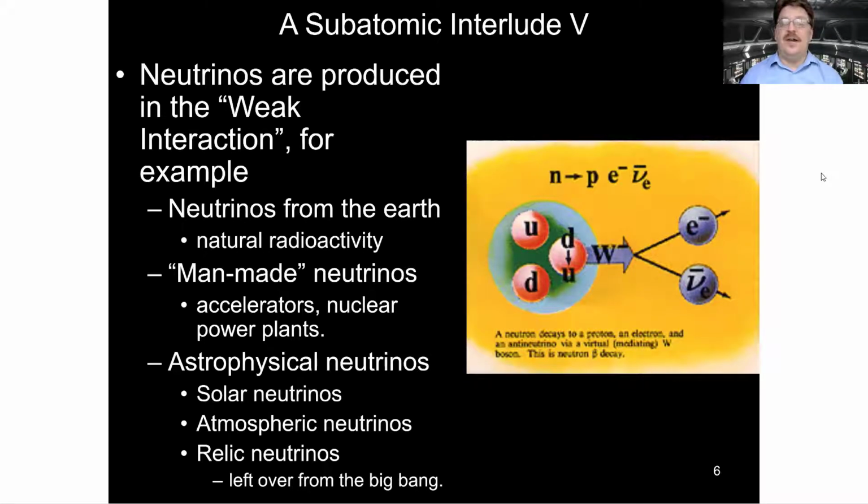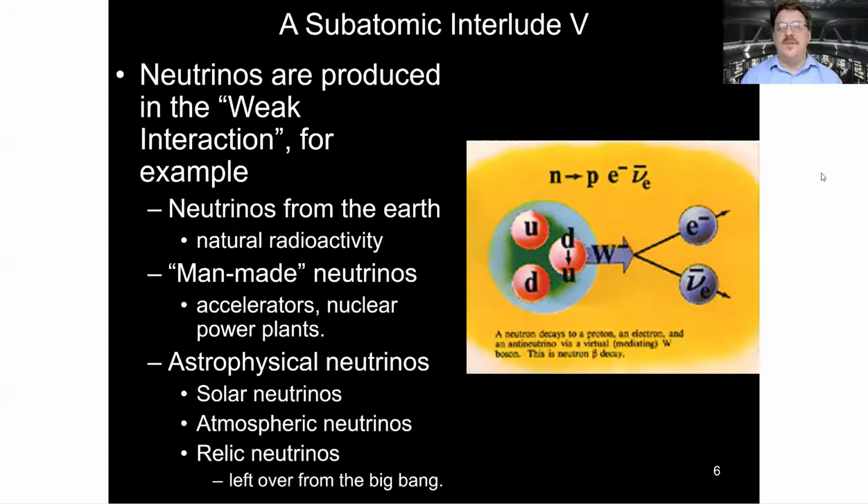It accelerates small particles like protons and neutrons, smashes them together, and then looks at the resultant particles from when they break apart. Then you have astrophysical neutrinos. You have neutrinos due to the nuclear processes within the sun, also within stars.